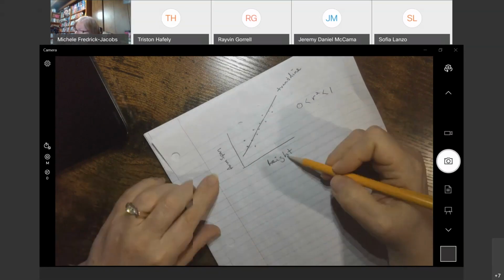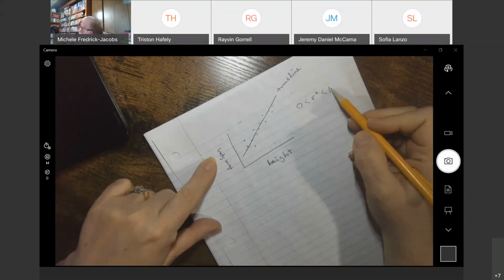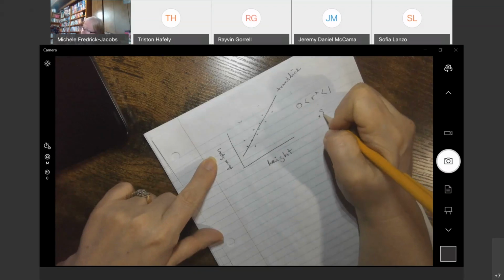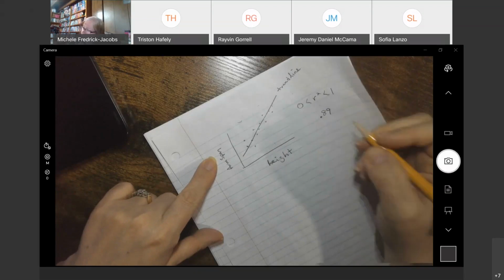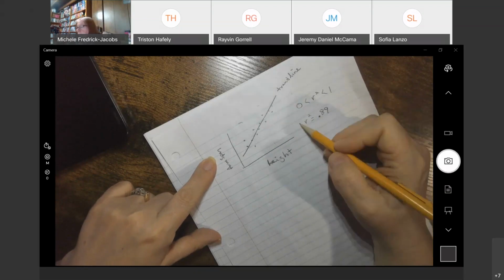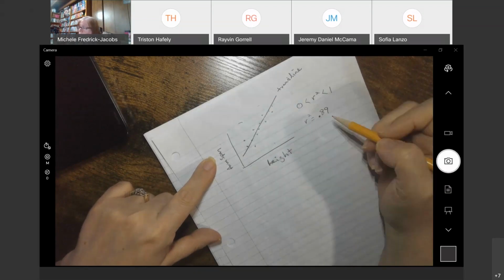And so height and arm span has a relationship. It would be close to 1, maybe 0.89. And so the closer this is to 1, the stronger this relationship, the closer to the 0, the weaker.